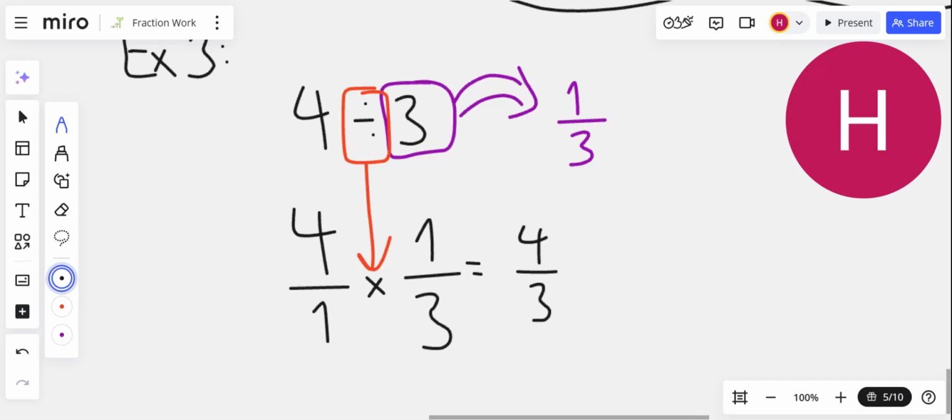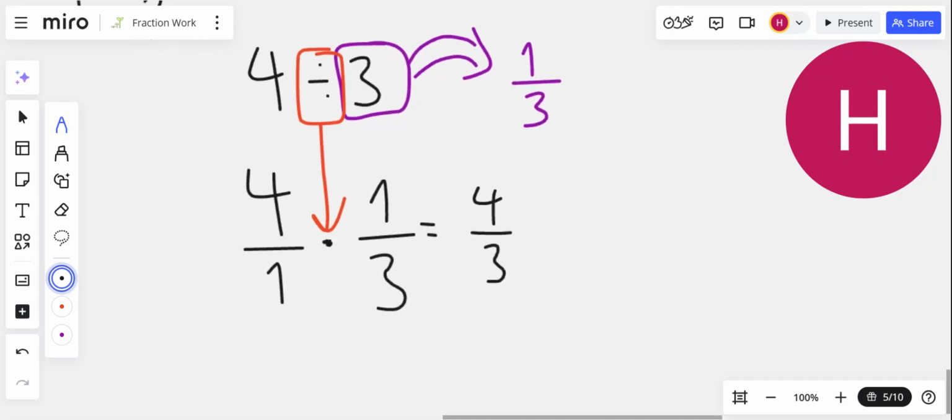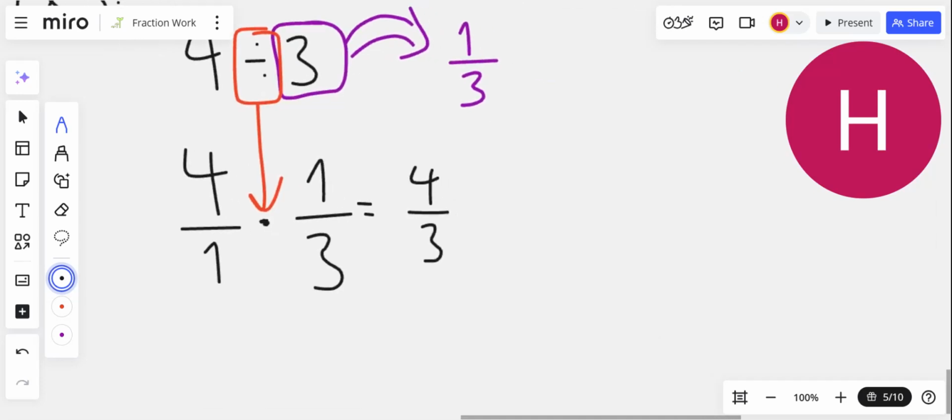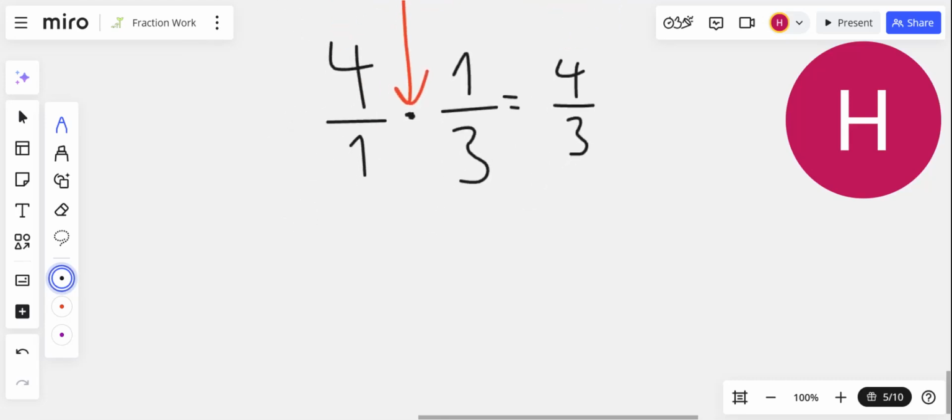And you might not want to get confused with that. It might look like 4 over 1 times x and then times 1/3. Okay, so we put a dot there, it just represents multiplication. All right, let's look at something a little more complicated. If we have something like 2/9 divided by 5/3.